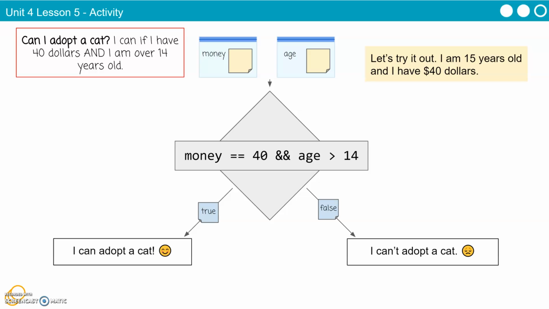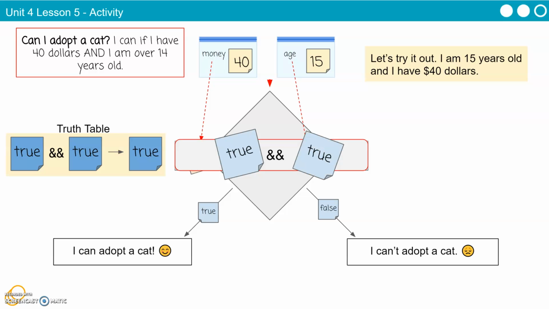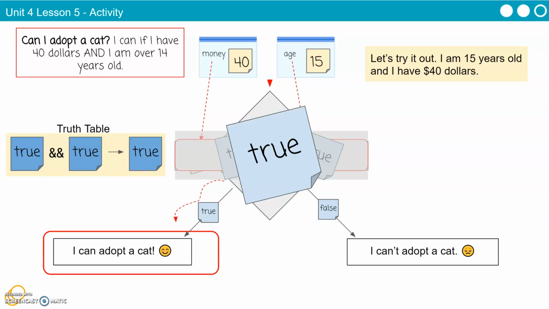So now let's try it. Say I have $15, or I'm 15 years old and I have $40. You tell me, is that going to evaluate to true or false? All right, I hope you were paying attention. You should have said, oh, money is 40. Yep, age is 15. That's greater than 14. Both of those are true. So that evaluates to, according to our truth table, it's true. You can adopt a cat.